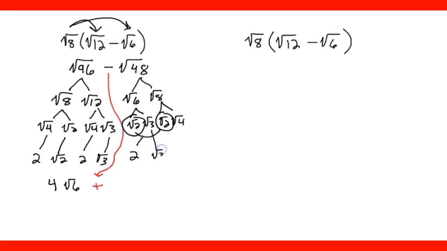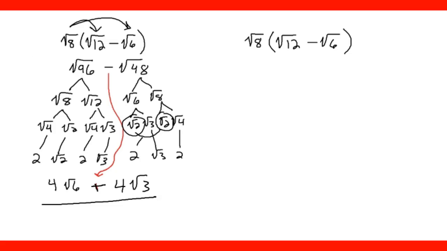I still have the radical 3, and I know the square root of 4 is 2. So this turns out to be 2 times 2, which is 4, times radical 3. So my answer is 4 radical 6 plus 4 radical 3. Now, notice what happened up here.